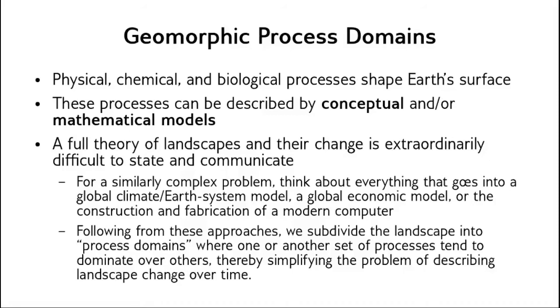So, as I mentioned, geomorphic process domains are broken down based on the fact that we have physical, chemical, and biological processes all shaping Earth's surface. And we can describe these processes using either conceptual models or mathematical models, and I'll get to those in the next two slides. The problem here is that it's extraordinarily difficult to state and communicate a full theory of landscapes and how they change.